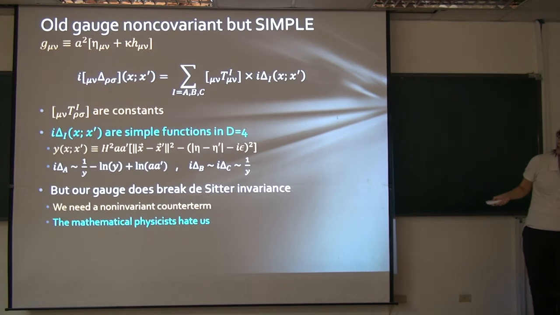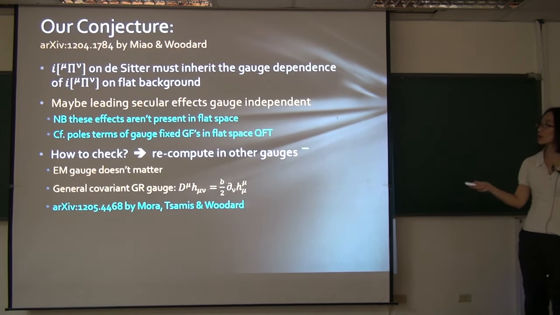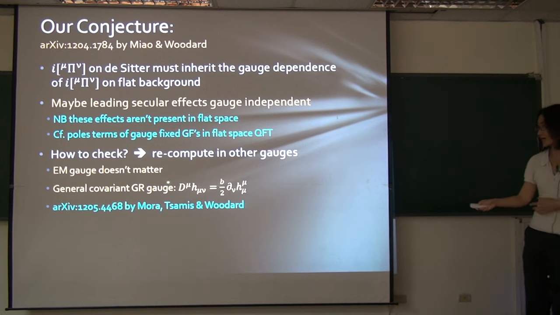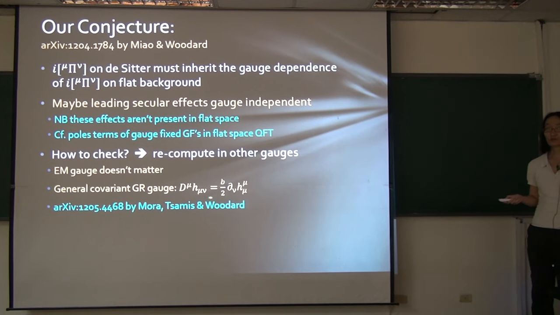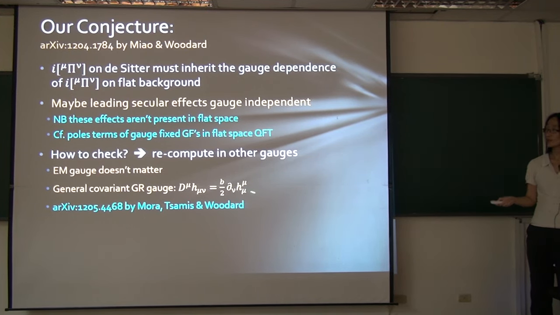And now we say, okay, we want to know whether this leading secular effect is gauge independent or not, so we compute in another gauge. The photon gauge doesn't matter because this invariant one is gauge independent, but the Graviton gauge does matter. Also Mora, Tomaras, and Woodard found the covariant gauge fixing and got a new kind of Graviton propagator. And this is why recently we tried to recompute vacuum polarization using a new Graviton propagator.